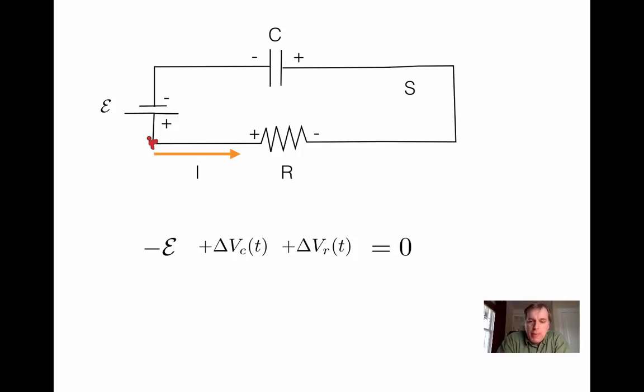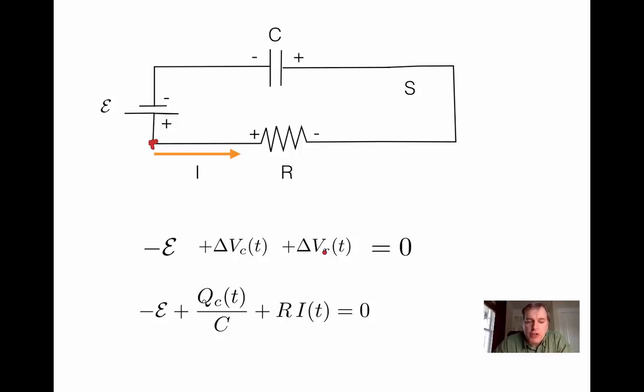Okay, now to make some progress, we can rewrite that using the fact that the voltage across the capacitor, if you look at the absolute value, is always given by the charge on the positive plate divided by the capacitance, and the voltage across the resistor is R times I.